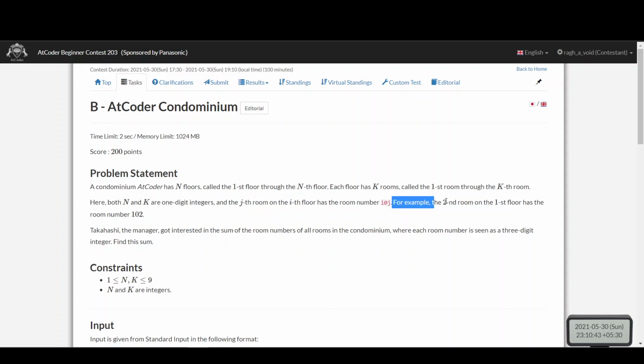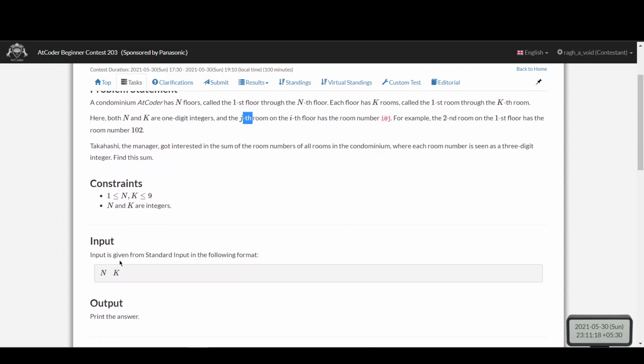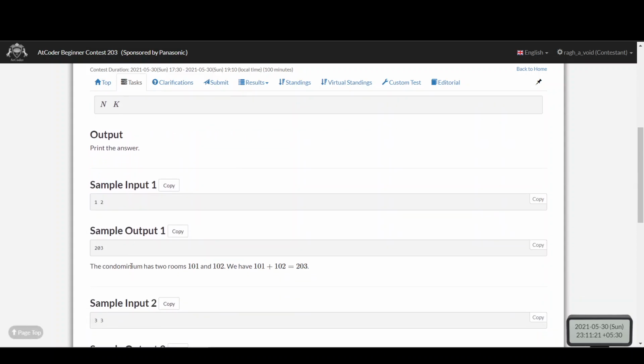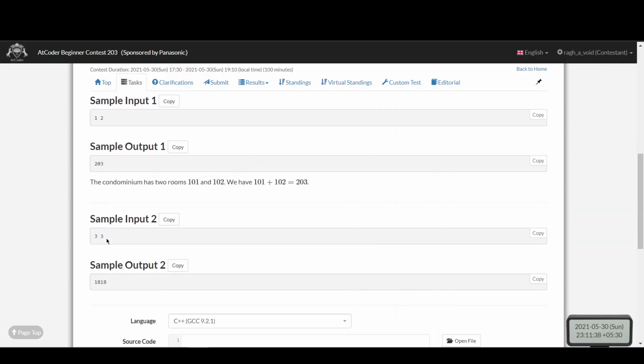So they also gave an example that if it is the second room on the first floor, the room number was 102. Now Takashi, the manager, was interested in knowing the sum of all the room numbers in the hotel, and room numbers as mentioned earlier were in the form I0j, where I is the ith floor and j is the jth room on that floor. Now we would be given n and k and we would have to tell what is the sum of the rooms. So in the example we can see that if 102 is given, it means that there is just one floor and two rooms on that floor, that is there are two rooms in total, and the sum would be 203.